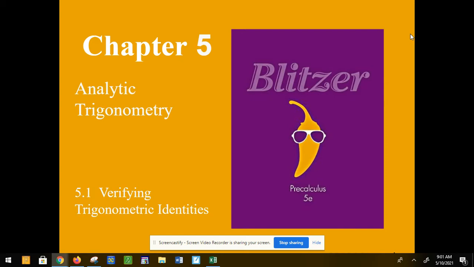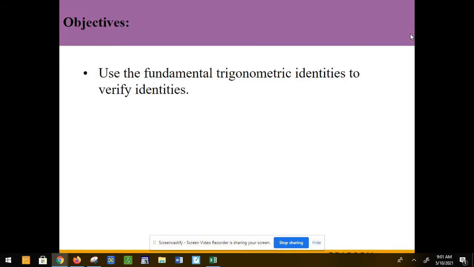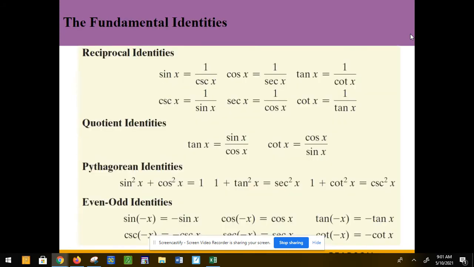In this lesson, we're going to be verifying trigonometric identities. The objective is typically, we have a lot of different objectives in a lesson. This one is just one. So we're going to use fundamental trigonometric identities to verify identities. All right, so what does that mean?